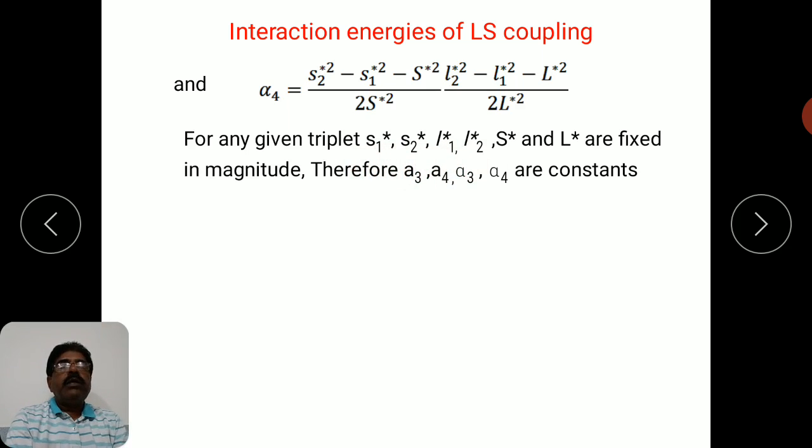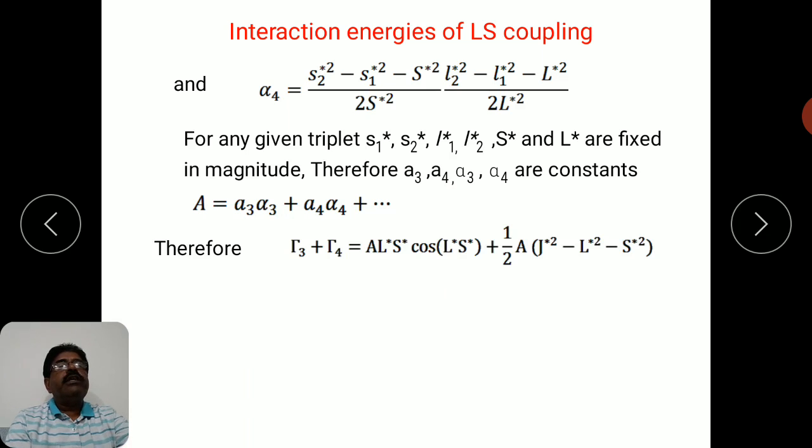Triplet means what? Capital S is equal to 1, the multiplicity of states, 2S plus 1, will be equal to 3. Therefore, it is called a triplet for S equal to 1. So for any given triplet, S1 star, S2 star, L1 star, L2 star, and S star and L star are fixed in magnitude. Therefore, A3, A4, alpha 3, alpha 4 are constant. So if you substitute this constant as A equal to A3 alpha 3 plus A4 alpha 4 and so on, let us treat it as a constant A.